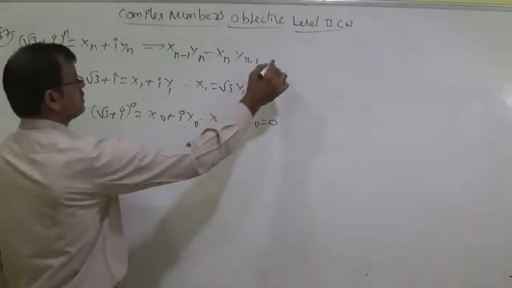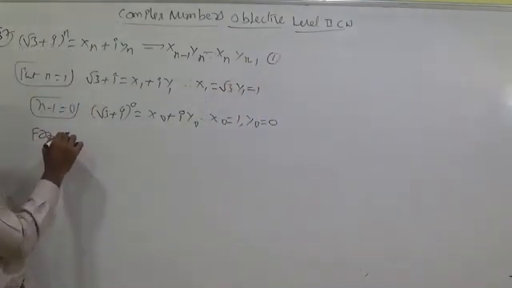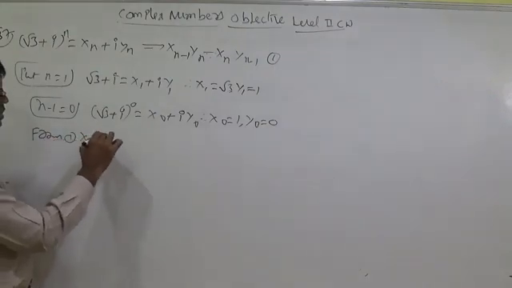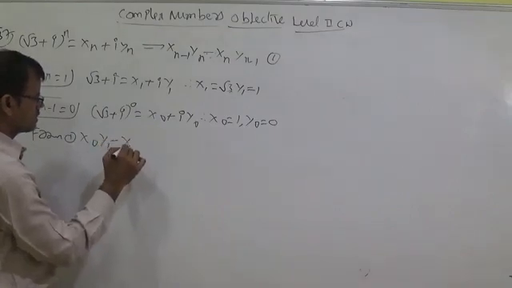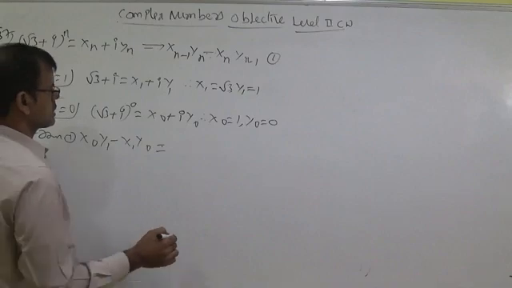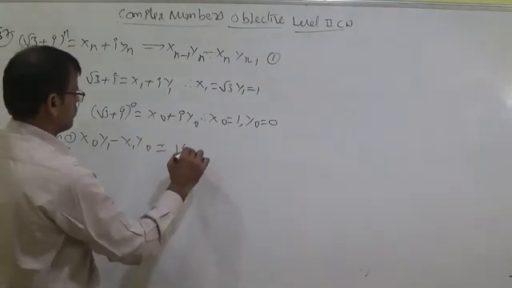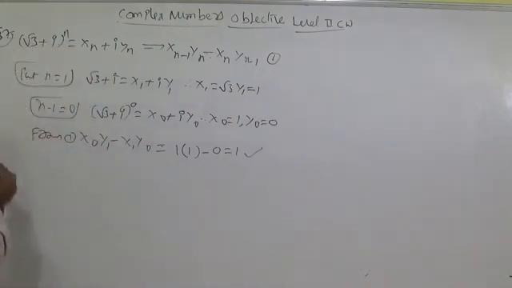Now calculate this one. From 1 you need to calculate x naught y1 minus x1 y naught. x naught y1 becomes x naught meaning 1, y1 meaning 1. Minus, of course, it is 0. So answer is 1.